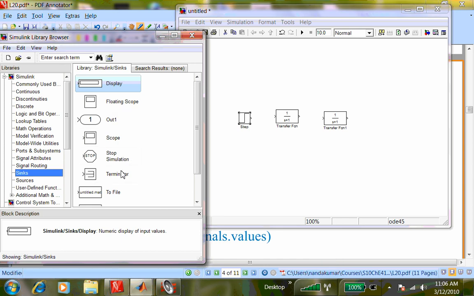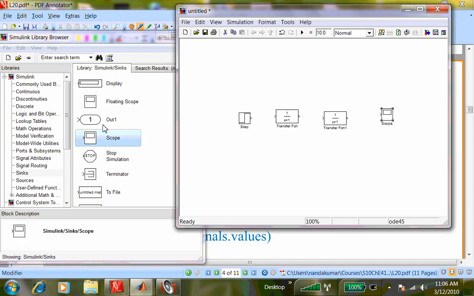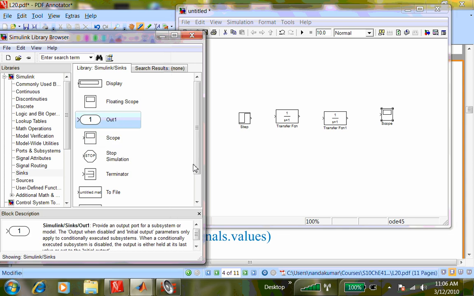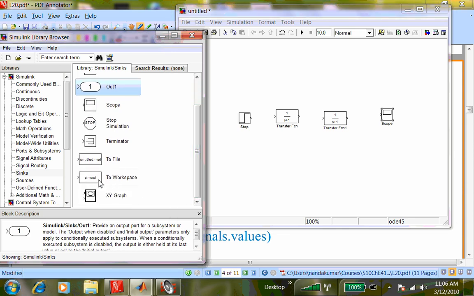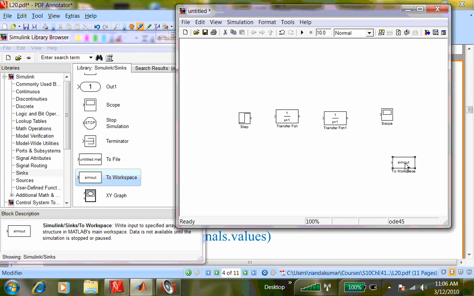And then I need a scope. Then I'm going to illustrate this one, the To Workspace block. Can you guess what that would be? It sends the values of whatever is going on that line, the signal, as a variable in your workspace. So if you want to extract this data in a numerical format instead of a graphical one for further analysis, this is one of the ways to get that.